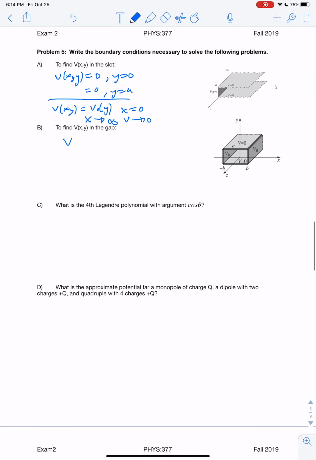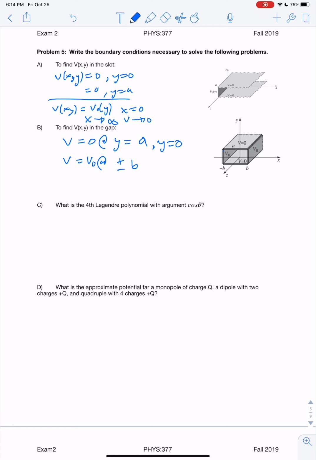Okay, this one's a little bit easier. You need v to be 0 at y equals a, or y equals 0. So that's the top and bottom of this thing, and then you need it to be equal to v0 at plus and minus b. I had a couple folks say that it needs to be equal to v0 between b and minus b, and that's actually what we're trying to figure out, what the shape looks like in between minus b and b, when we're just writing down the boundary conditions. Okay, and then those are the boundary conditions.